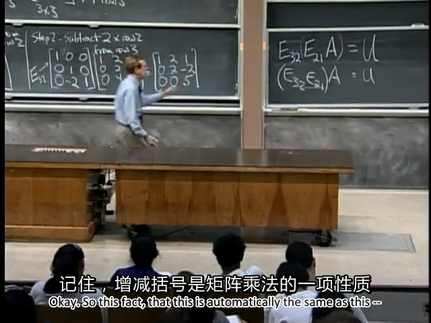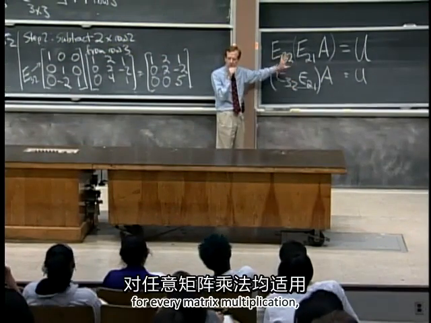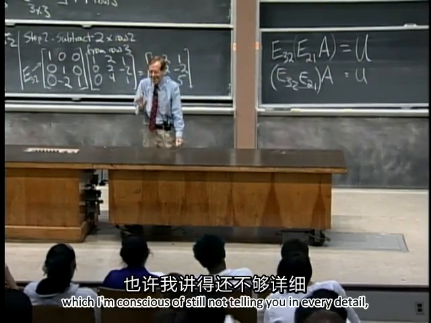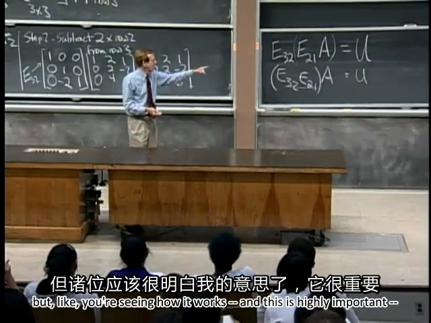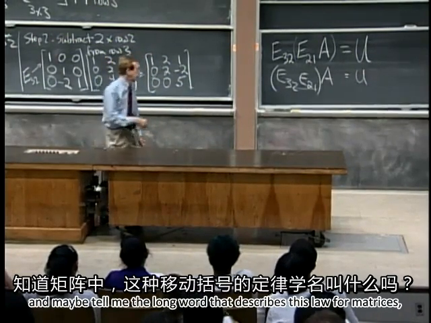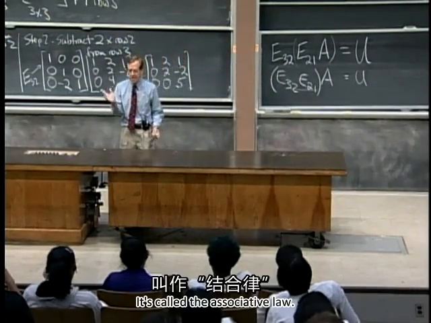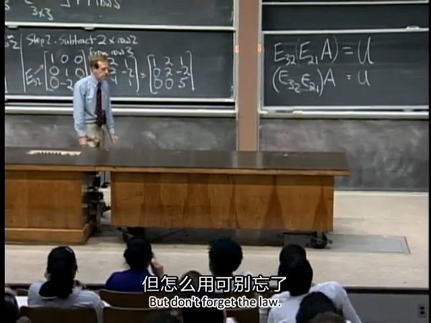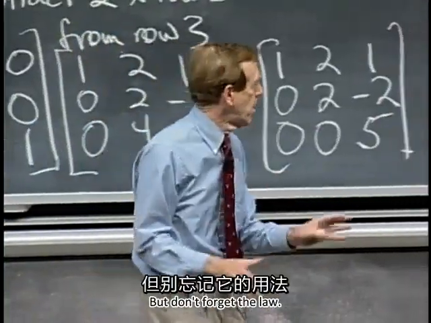Okay. So this fact that this is automatically the same as this, for every matrix multiplication, which I'm conscious of still not telling you in every detail, but you're seeing how it works. And this is highly important, and maybe tell me the long word that describes this law for matrices, that you can move the parentheses. It's called the associative law. I think you can now forget that. But don't forget the law. I mean, forget the word associative, I don't know. But don't forget the law.